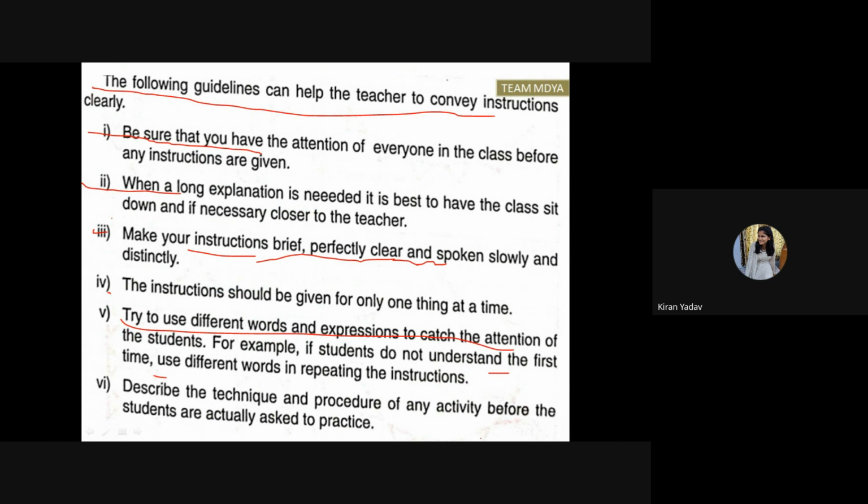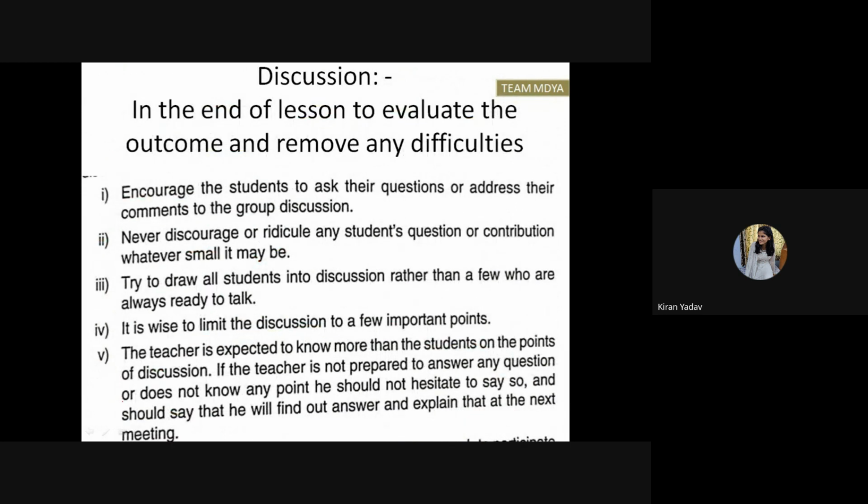After this, the next point is to describe the technique and procedure of any activity before the students are actually asked to practice. So this will help them understand it in a better way. These are the instructions. Then after this, in the end, we do discussion.